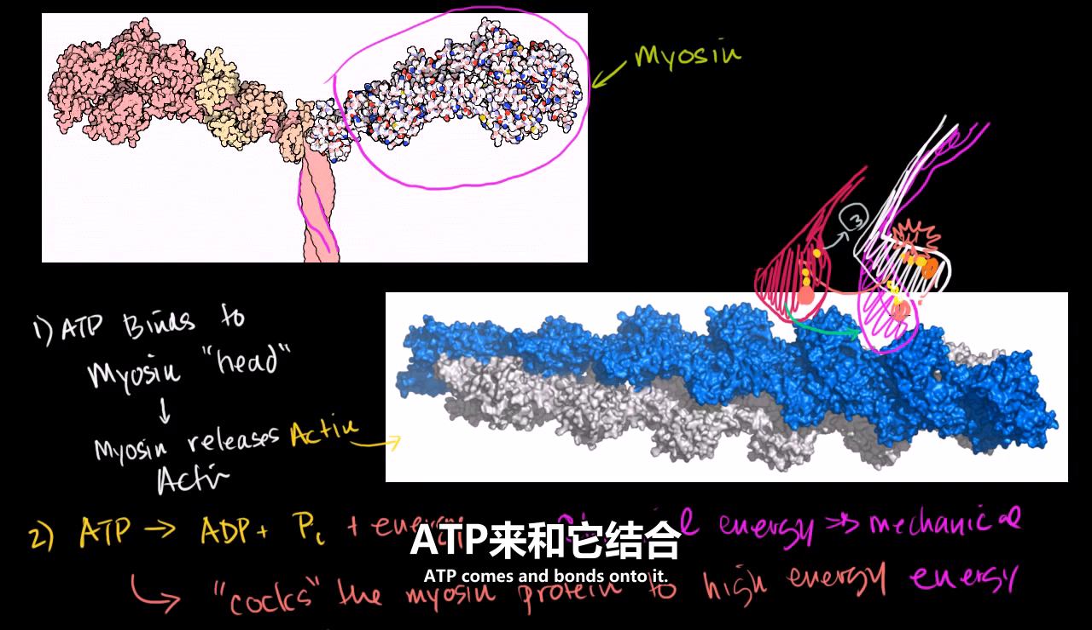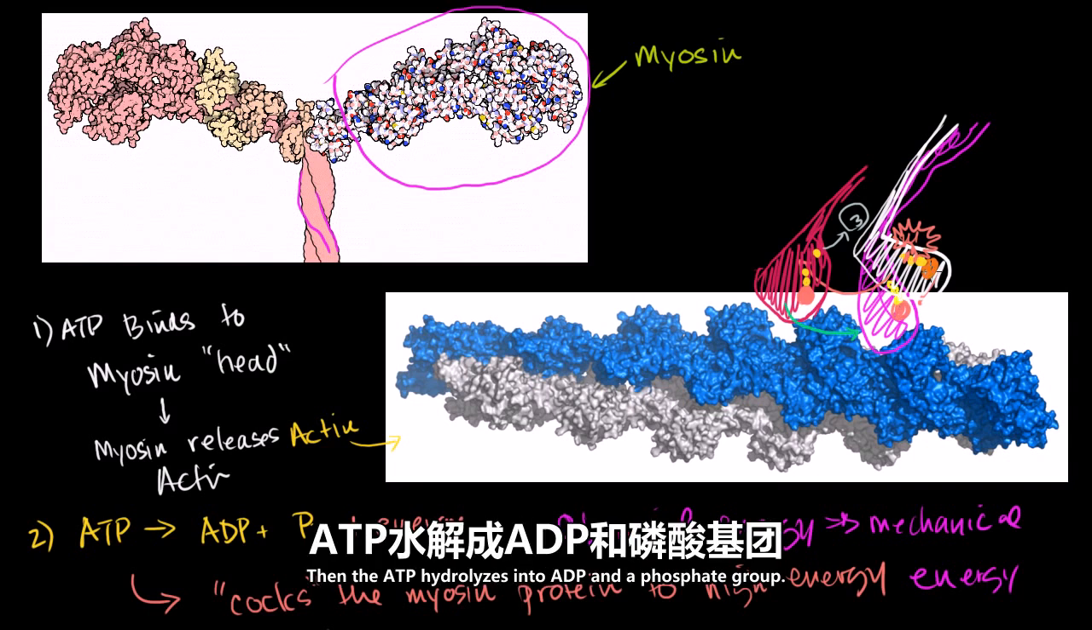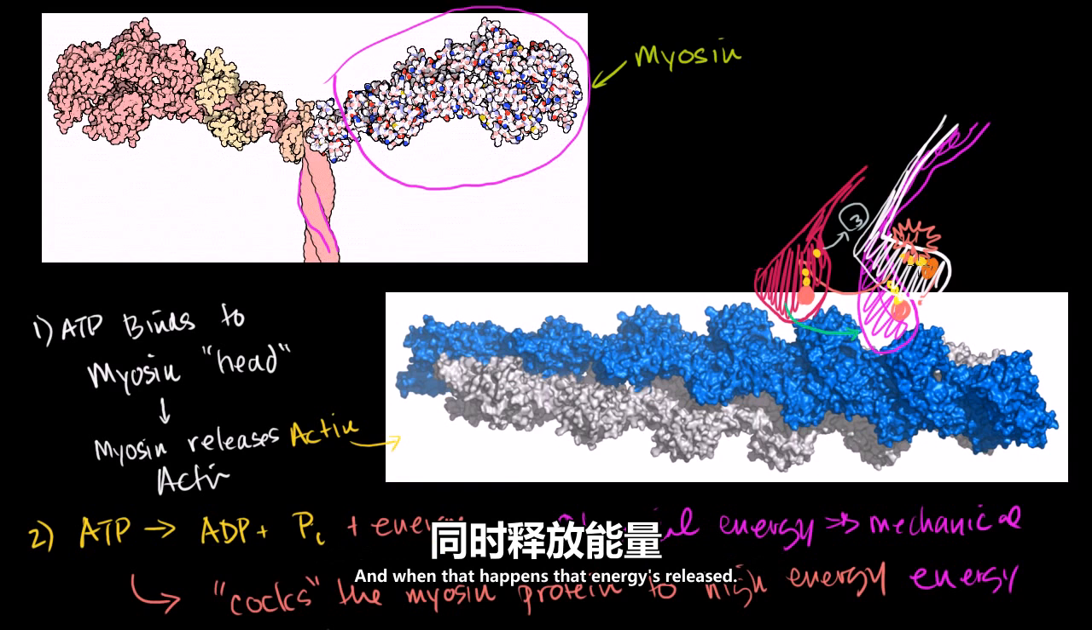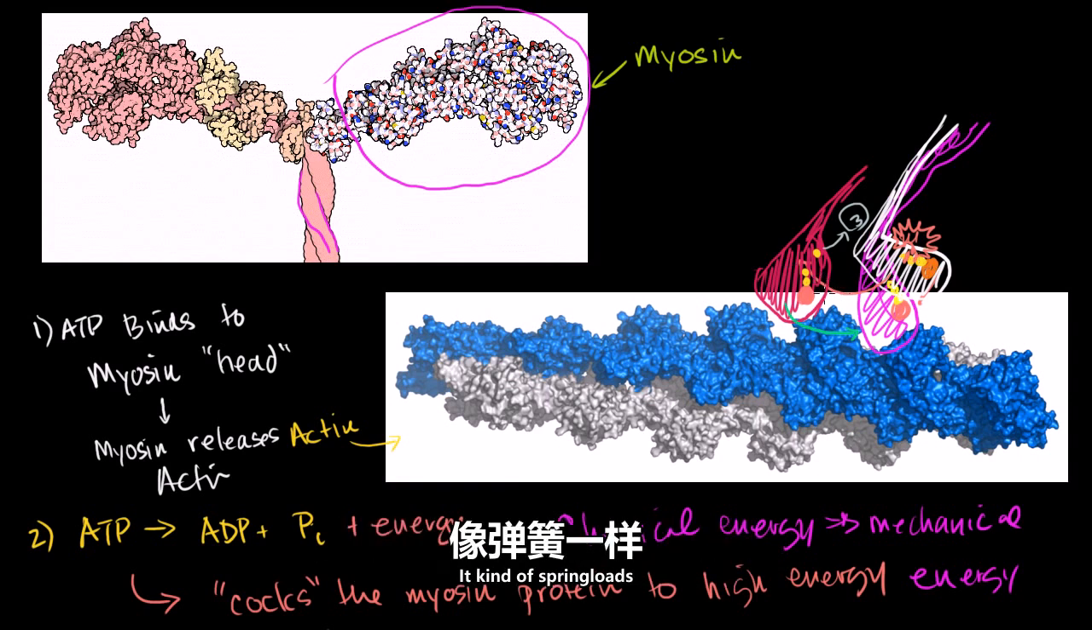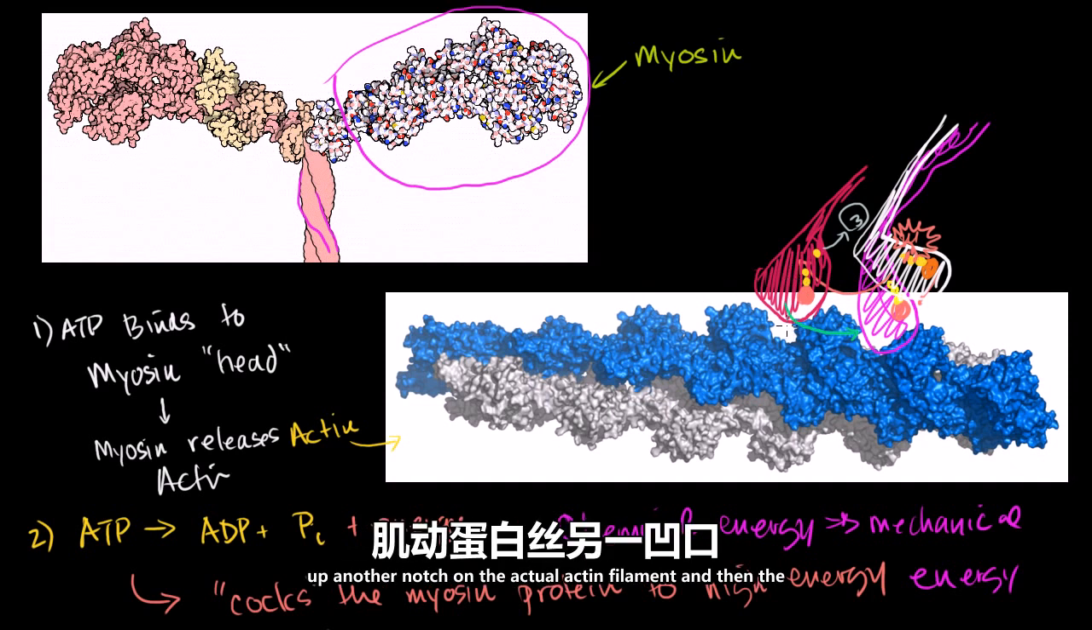ATP comes and bonds onto it. That causes it to be released. Then the ATP hydrolyzes into ADP and a phosphate group. And when that happens, that energy is released. This puts this into a higher energy state. It kind of spring loads the protein, and then it attaches up another notch on the actual actin filament.